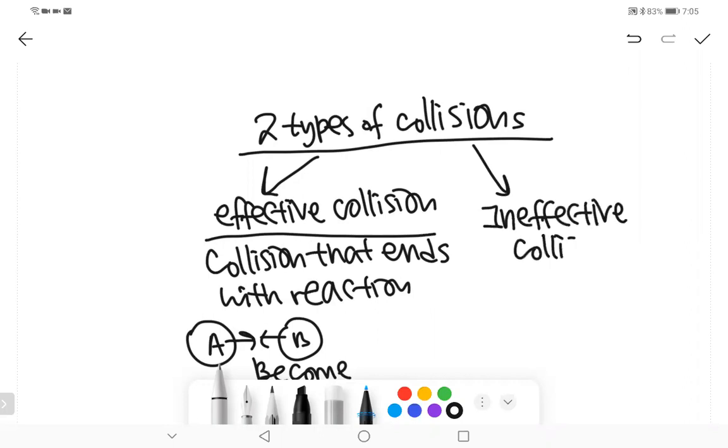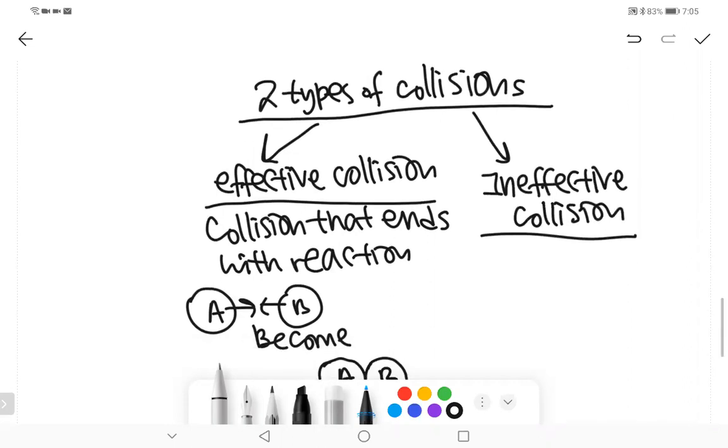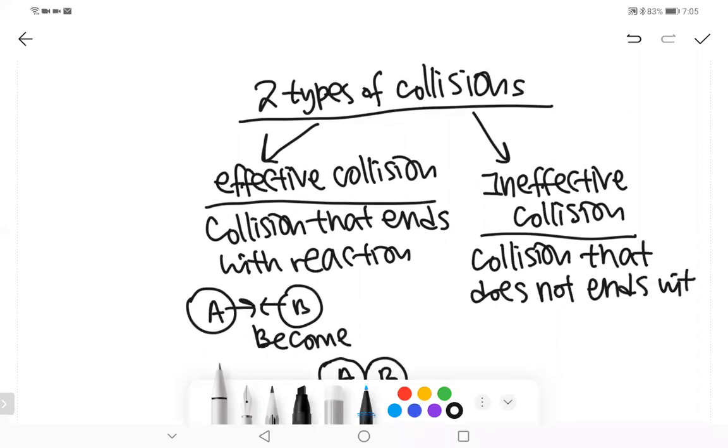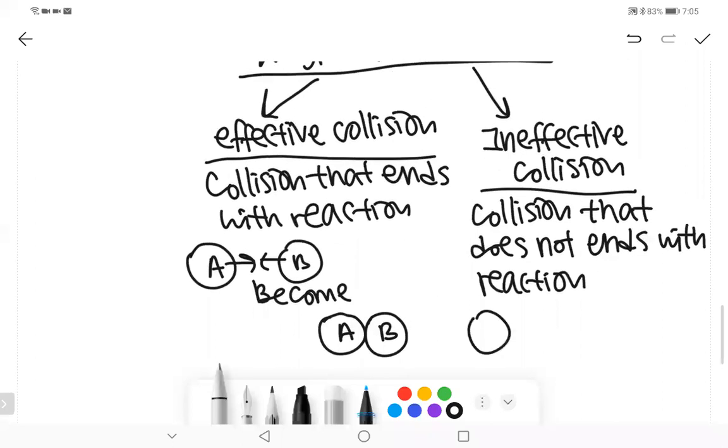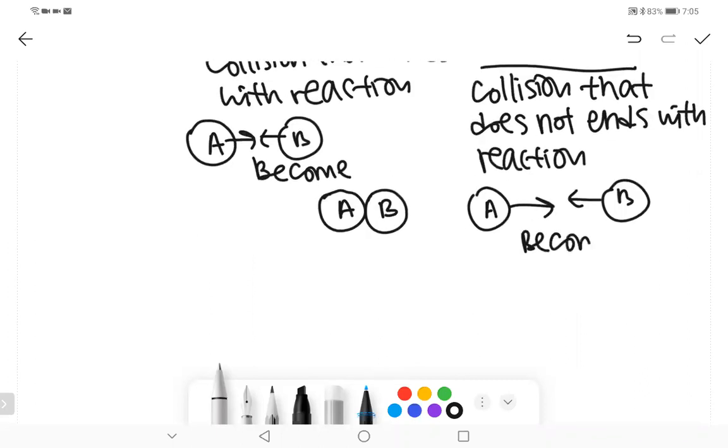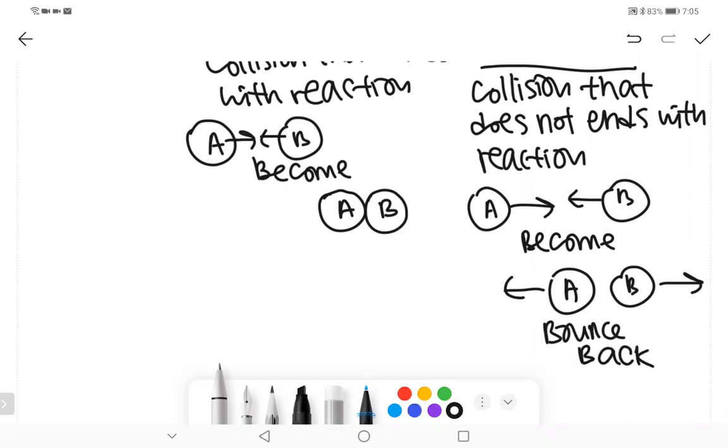The second one is called ineffective collision. Ineffective collision means that they collide and nothing happened. This is a collision that doesn't end with reaction. So if you collide, after collide, nothing happened, is called ineffective collision. Example, this is A, move, B, move. They collide. After they collide, the A and B bounce back. Nothing happened. So that is called ineffective collision.